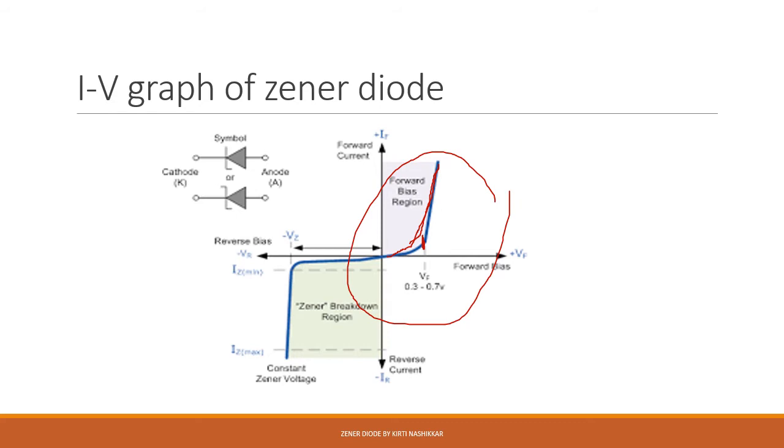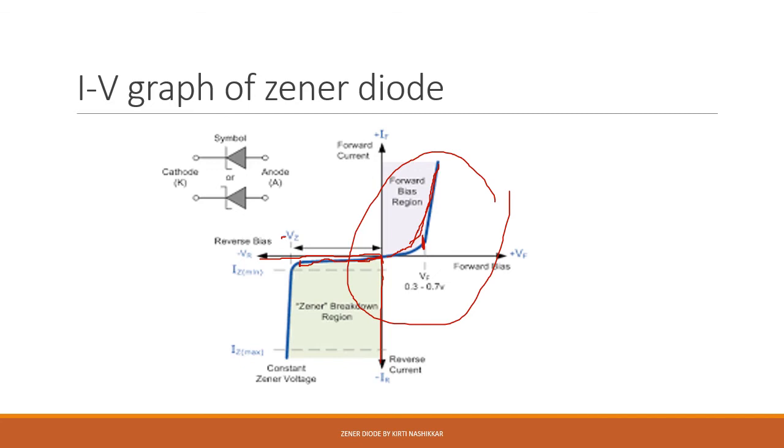Now we are more interested in the reverse biasing of the Zener diode. Here we can see that voltage is on the x-axis and current is on the y-axis. As we are discussing reverse biasing, the voltage is negative and the current is also negative, that is, it is in the third quadrant. As the voltage increases, the current increases, but only in a very small amount.